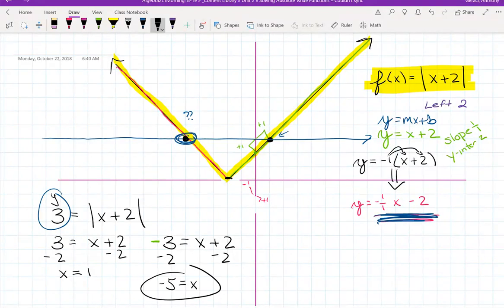So why are we doing this now in the quadratics unit? Because with quadratics, you're always going to have 2 answers. And with absolute value equations, you're going to have 2 answers. And so this is how you solve.